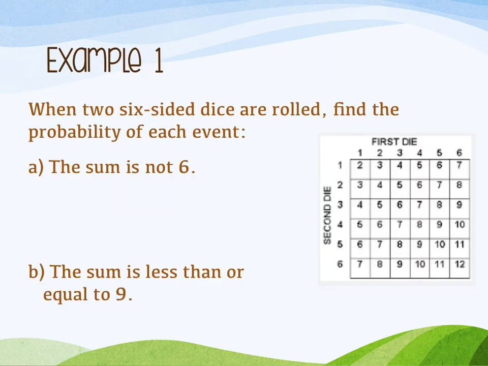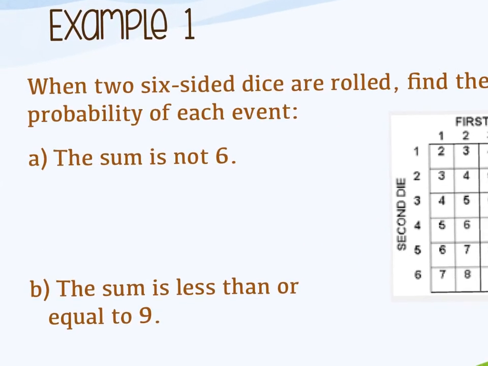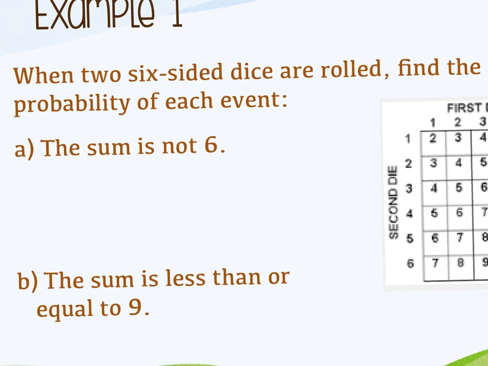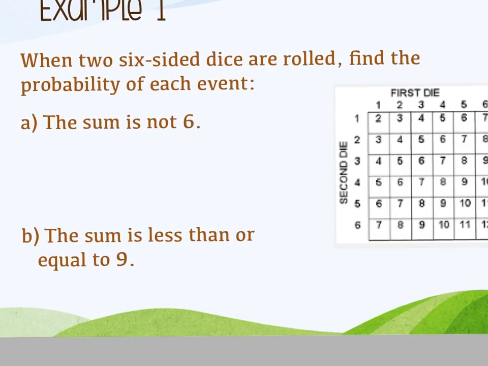So if we were to look at this, and you don't have that little box on the right yet. Oh, you do. Okay, we're going to pretend it's not there first, because think about what would happen if I didn't have it. When 2 six-sided dice are rolled, find the probability of each event.